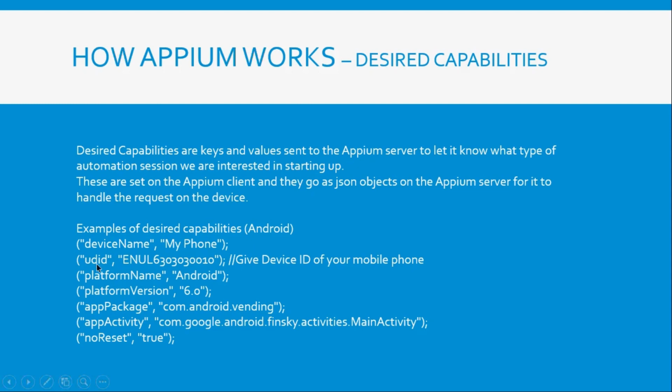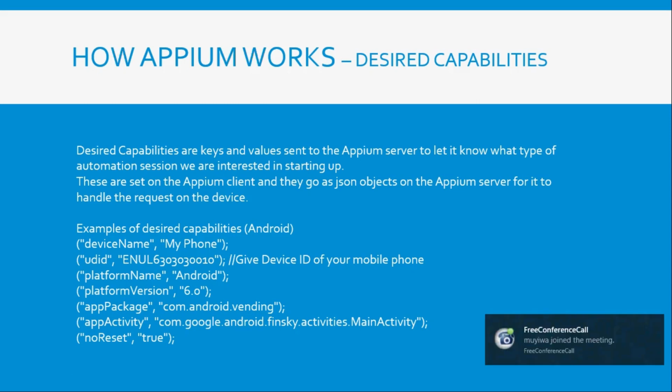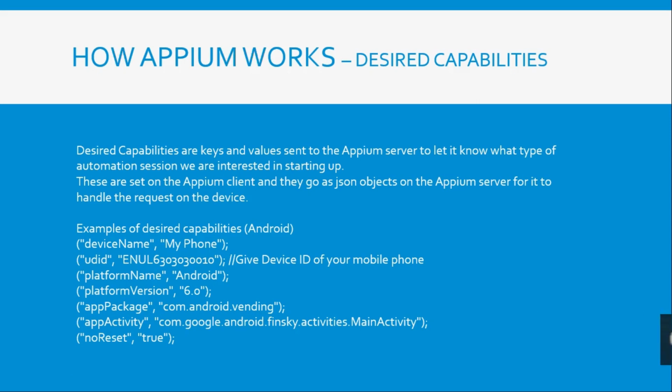The UDID is basically, I'm going to show you the UDID today when I connect a mobile device. It is basically the serial number of your mobile device. Then also the platform name. If you are using an Android device, it should be Android. If it is an iOS device, it should be iOS. And the platform version. There are many versions of Android. An example is version 6. I'll show you how to get the platform version on your mobile device as well.